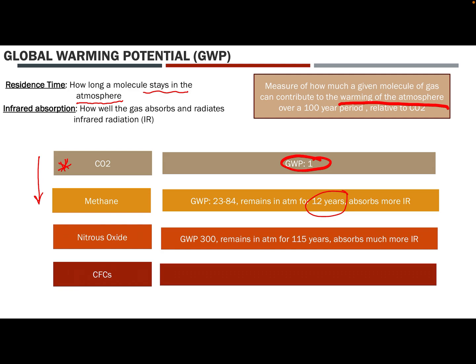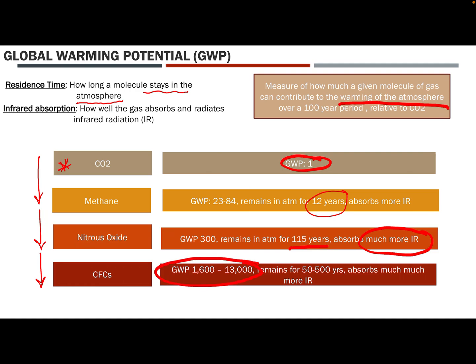Then we get to nitrous oxide. So this is our agricultural soils. It has a global warming potential of 300, remains in the atmosphere for 115 years, and absorbs much more infrared radiation than CO2. Last but not least, we've got our big problem here, which is the CFCs. They have a global warming potential of 1,600 to 13,000. They remain for 50 to 500 years and absorb much, much, much more infrared radiation than CO2.